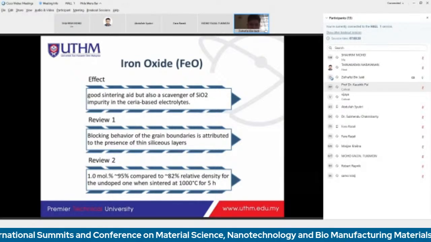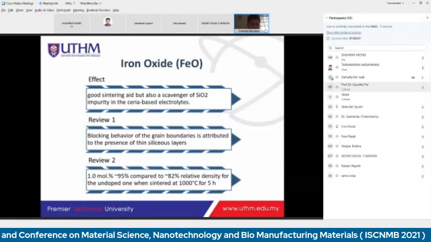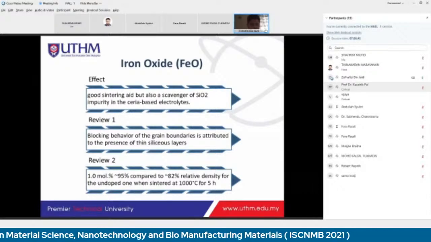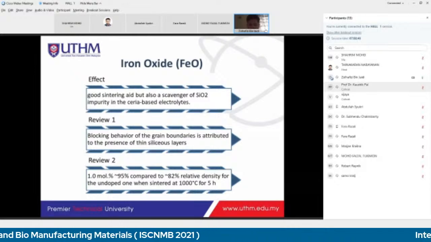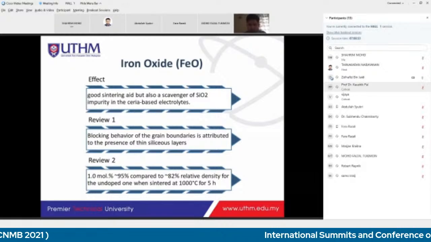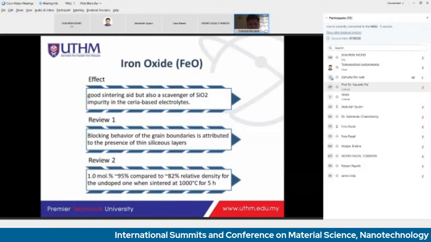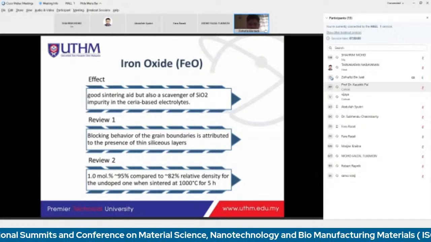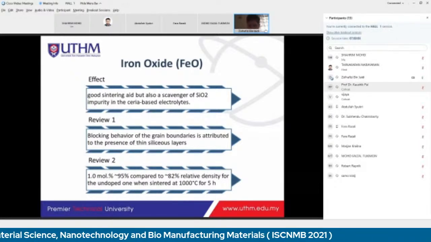From the review in my study, 1 mole percent of iron oxide can give a relative density of 95%, compared to 82% for undoped, when sintered at 1,000 degrees Celsius for 5 hours.